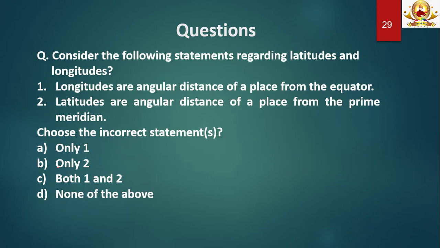Moving further, consider the following statements regarding latitudes and longitudes. Longitudes are the angular distance of a place from the equator, and latitudes are the angular distance of a place from the prime meridian. We have to find which of them are incorrect. Actually both are incorrect, and they are reversed. Longitudes are the angular distance of a place from the prime meridian, and latitudes are the angular distance from the equator. So the answer is both are incorrect, C.